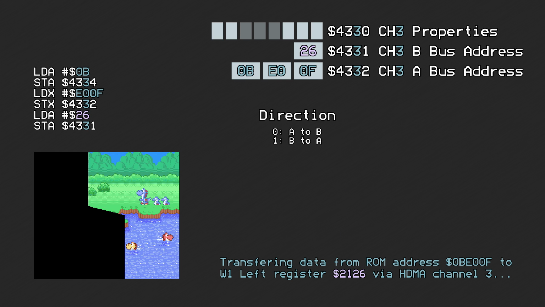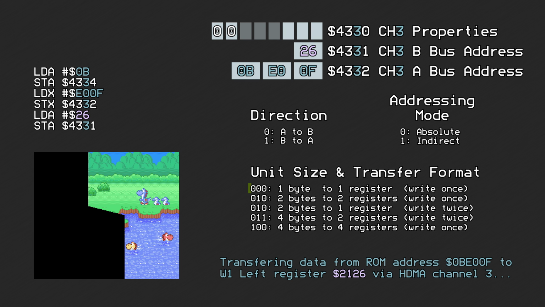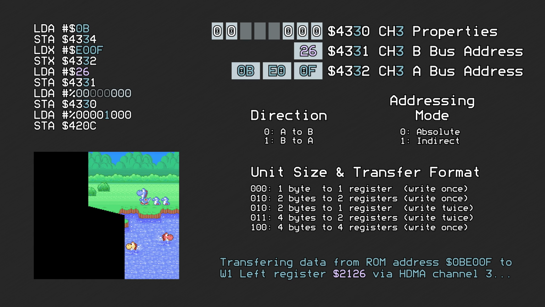Data is moving from the A-bus to the B-bus, so we reset bit 7 of address 4330. The HDMA table will use direct addressing format, not indirect format, so bit 6 stays reset also. And finally, the window register is write once and only 1 byte wide, so the transfer format is mode 0. This means each unit of data will only be 1 byte in size. Then, to initiate the HDMA transfer on channel 3, we set bit 3 of address 420C.